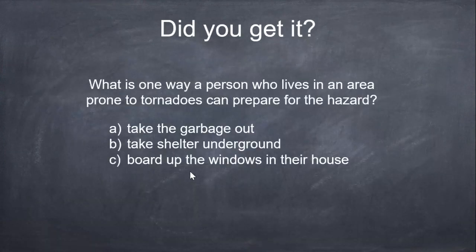What is one way a person who lives in an area prone to tornadoes can prepare for the hazard? Take the garbage out, take shelter underground, or board up windows in their house. Normally, you're going to take shelter underground. Boarding up the windows is usually done with hurricanes. It can be done for a tornado, but you don't usually have time to do that. With a tornado, it's coming and you need to get underground now. A hurricane is, hey, you're going to get hit in about 10 days, so make sure you board up your windows. You have time. But with a tornado, you don't. So you want to get underground as fast as possible.